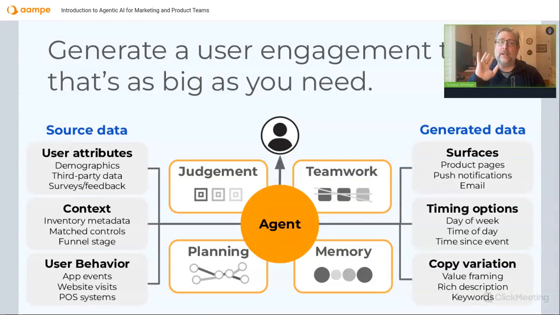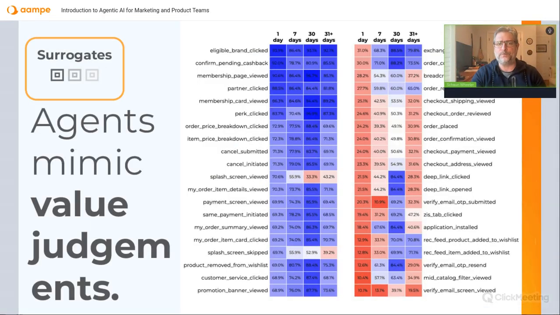In order to do that, agents need to have a capability of forming value judgments. They need to be able to engage in teamwork to share information. They need to be able to plan ahead, to think about the second order consequences, things like that. And they also have to have some sort of memory, some way of retaining lessons learned. So let's dive briefly into each of those and look at how we allow a computer to do those things that normally a human would do.